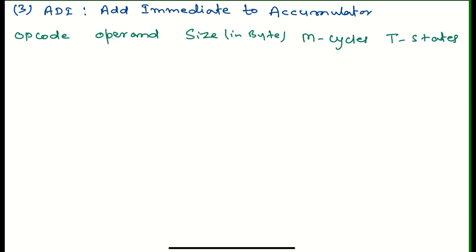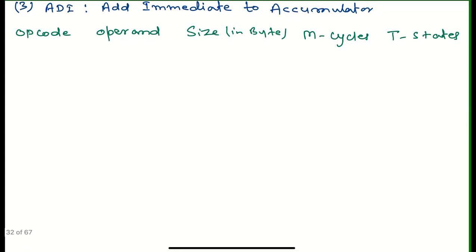Here the opcode for this instruction will be ADI, and as an operand it should have only 8-bit data. The reason behind that is that the accumulator size is 8-bit only, so we can add the similar size of the data together. That is the reason the operand is taken here as 8-bit data. Now we can understand the detailed functionality with an example, and then we'll fill in the rest of the part here.